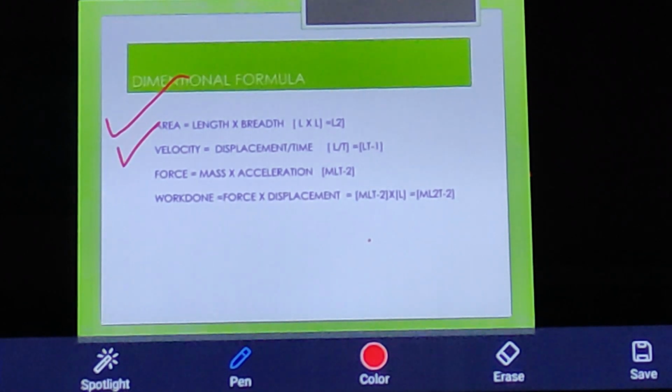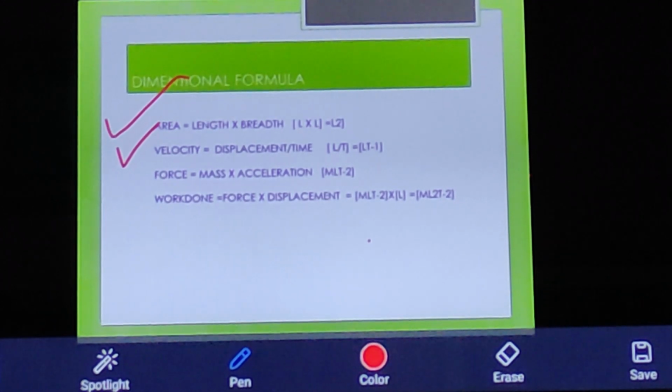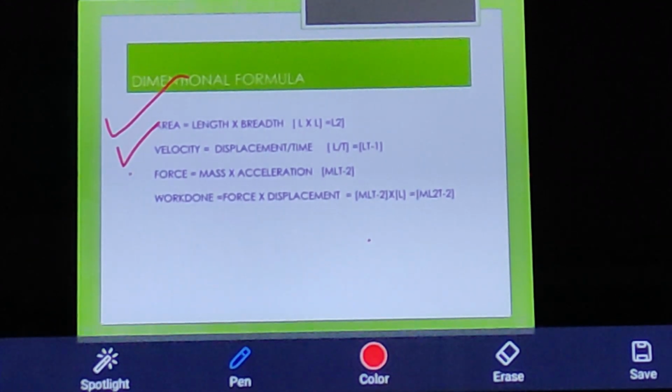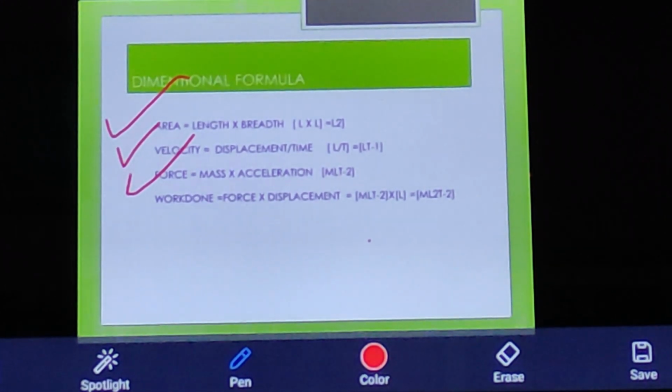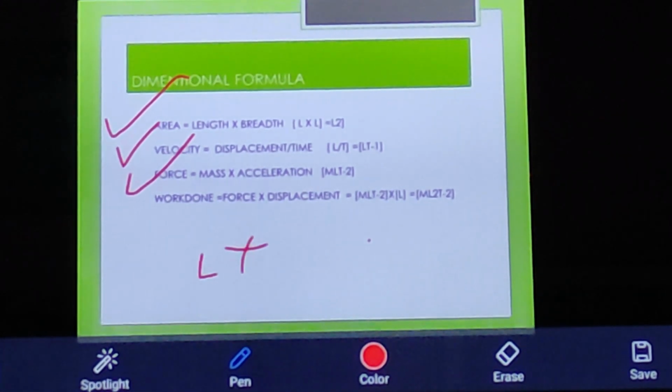After that, the force, that is mass into acceleration, that is m L T to the power -2. Because mass is m and acceleration is L T to the power -2. Why is this? Because acceleration equals velocity by time. What is velocity? Velocity is L T to the power -1. So L T to the power -1 by T, that is L T to the power -2. So acceleration is L T to the power -2.